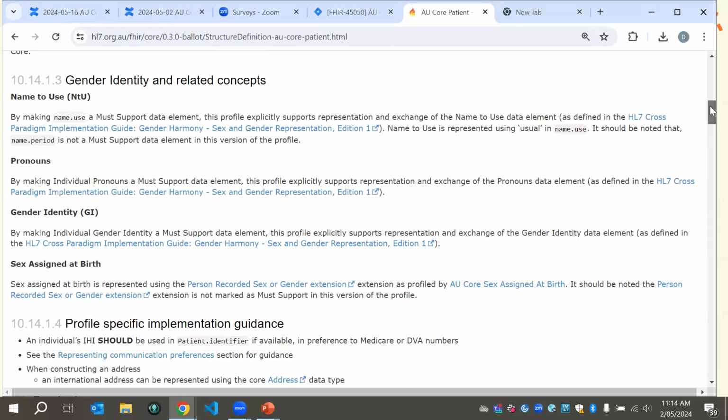So this looks like it's sort of not quite at the level of terminology binding, I guess. But what we could say here is that, although it's using gender harmony or aligned with it, it does have some localizations applied in AU Base, which AU Core leverages. Is that kind of what you're getting at, Liam?